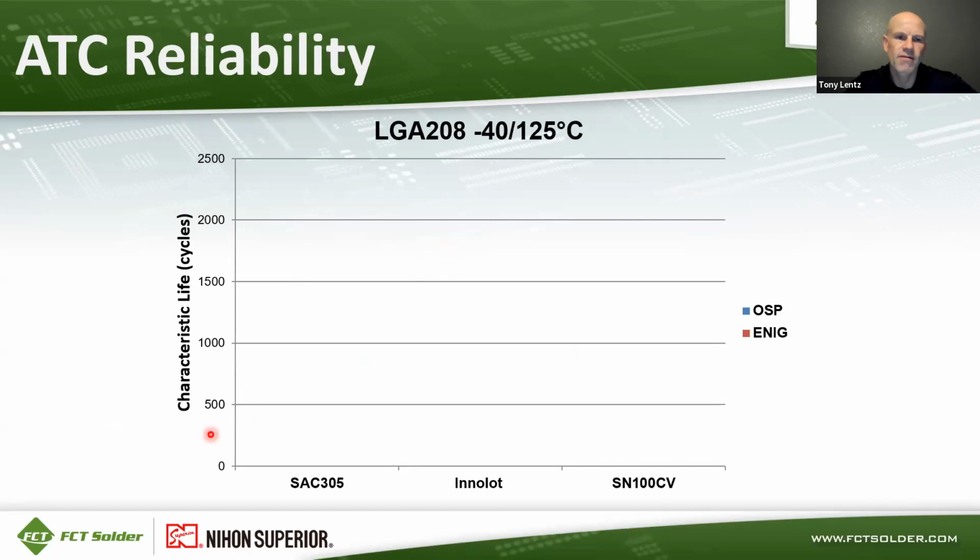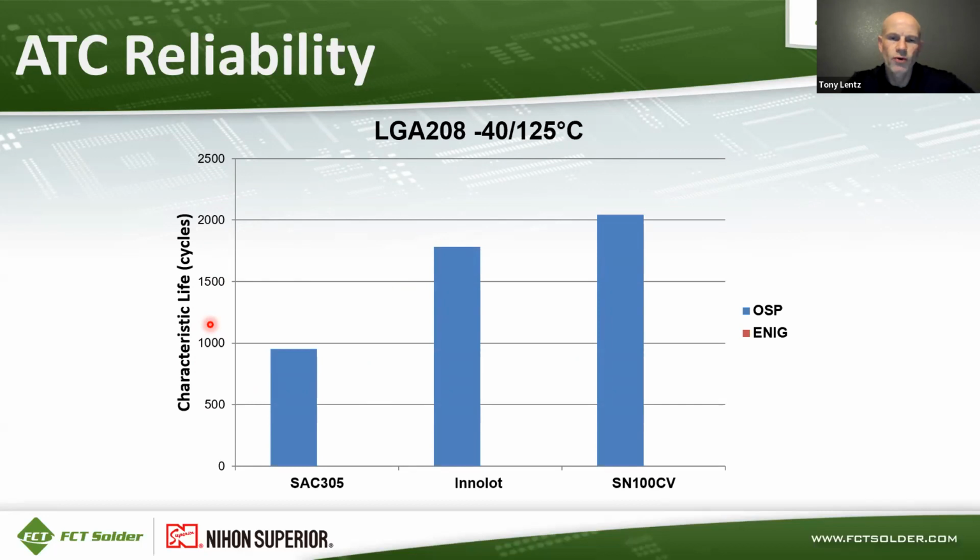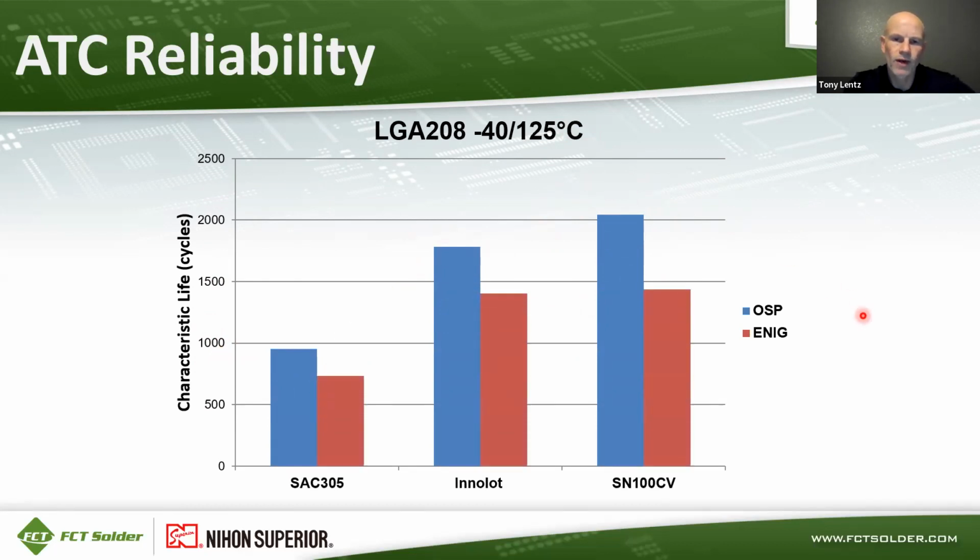Here's characteristic life for an LGA 208 component and 3 different alloys. So the blue bars were run on an OSP surface finish, and you can see SAC 305 has the shortest life, followed by Inolot, followed by S100CV, which actually outperformed Inolot for this particular component. And then when we ran that on ENIG, you can see SAC 305 still has the shortest life, and Inolot and S100CV, the red bars here, matched each other in terms of life.